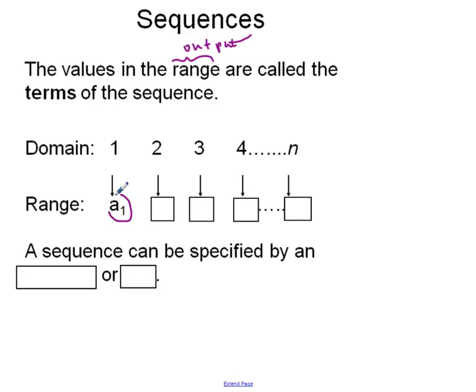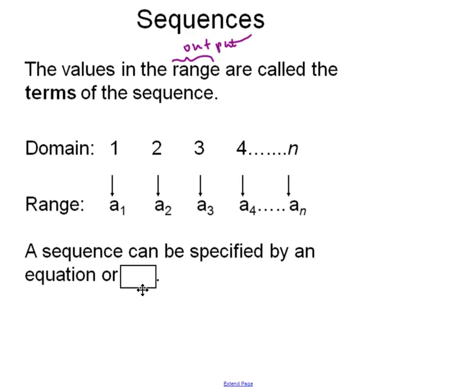I denote this a sub 1. And the sub 1 just tells me that this range number matches up to my first term in my domain. So my second term is a sub 2. My third term is a sub 3. My fourth term is a sub 4. Remember, these are unknown numbers right now. And my last term is a sub n, matching up with whatever that natural number is way down the road. A sequence can be specified by an equation or rule.